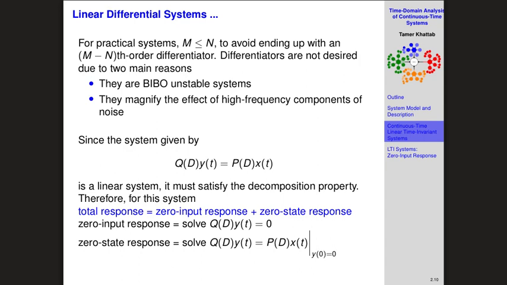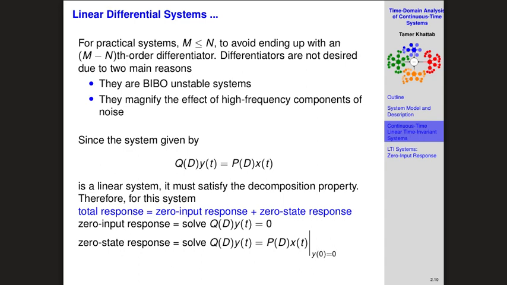Okay? So simply, as I mentioned, to get this, you simply solve this equation to get the 0 input response. You go to this one and you forget about the part on the input. You set all inputs to 0, so you end up with only the Q of D applied to y of t equal to 0, and you solve this differential equation. And by solving that, you get the 0 input response.